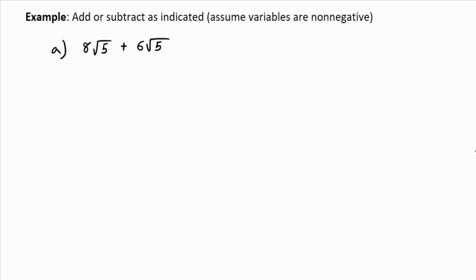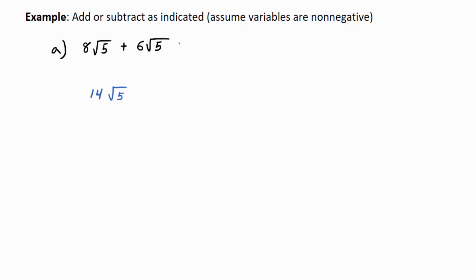Same thing here, except you have to remember root 5 is not a variable. It is a number. If you plug it in your calculator, you'll get 2 point something, right? So it is a number, not a variable. So if you add these together, you would add them like they're like terms and get 14 radical 5. Instead of radical 5, say apples. You have 8 apples plus 6 apples. How many apples do you have, right?